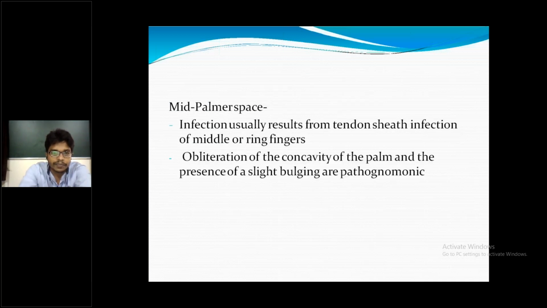Mid-palmar space. Infection usually results from tendon sheath infection of the middle or ring fingers. There is obliteration of the concavity of the palm and presence of slight bulging. The mid-palmar space is just lateral to the ulnar bursa, as you have seen in the diagram previously.